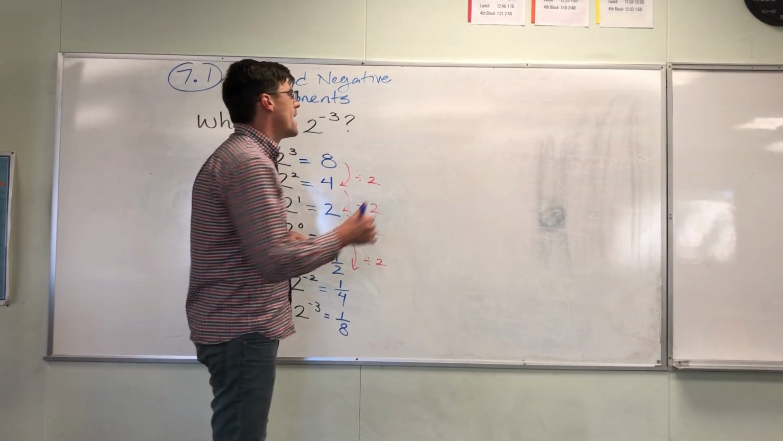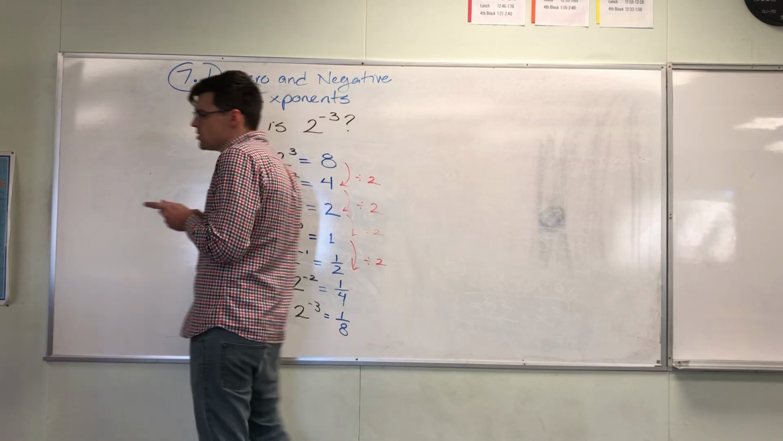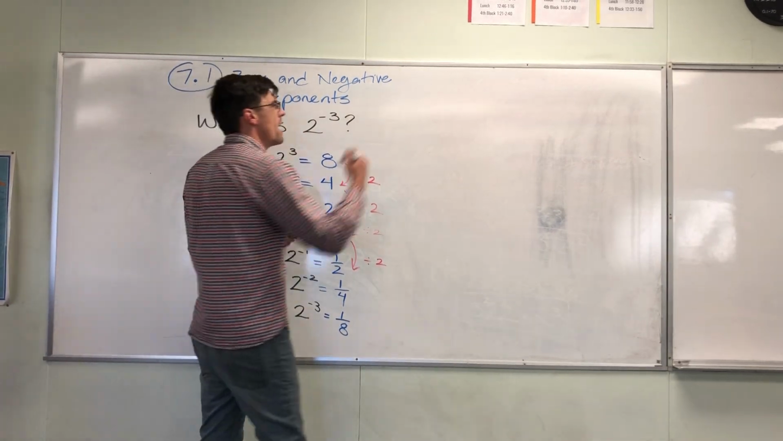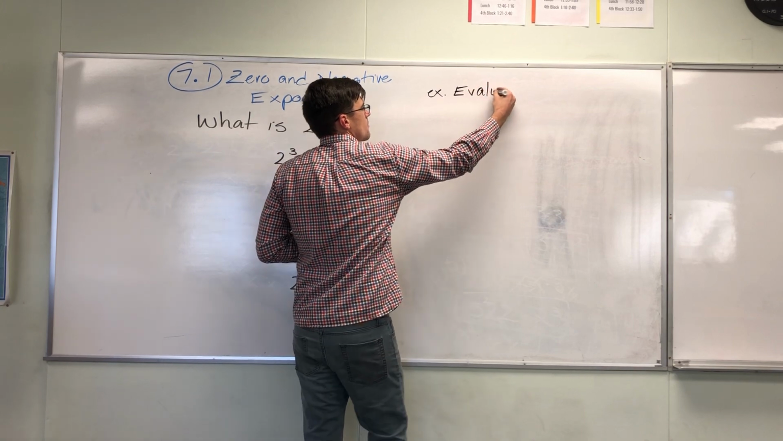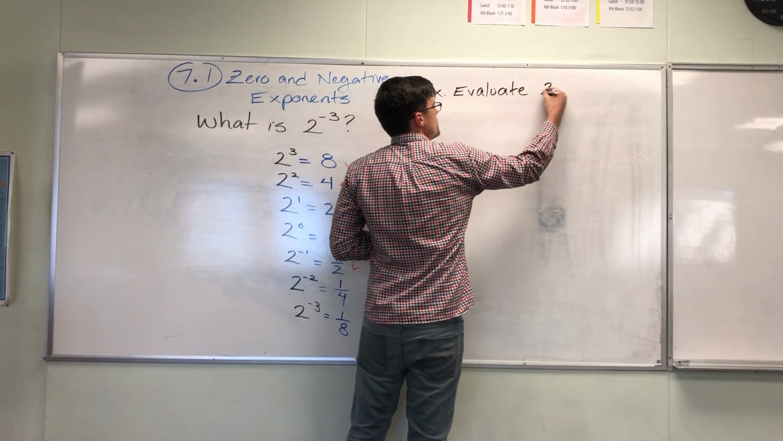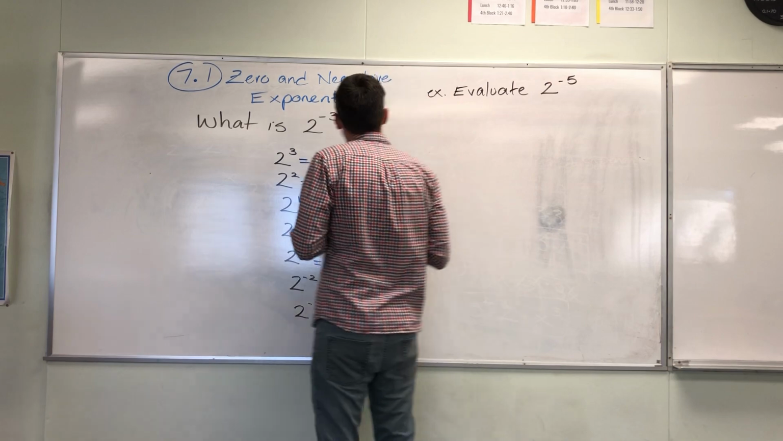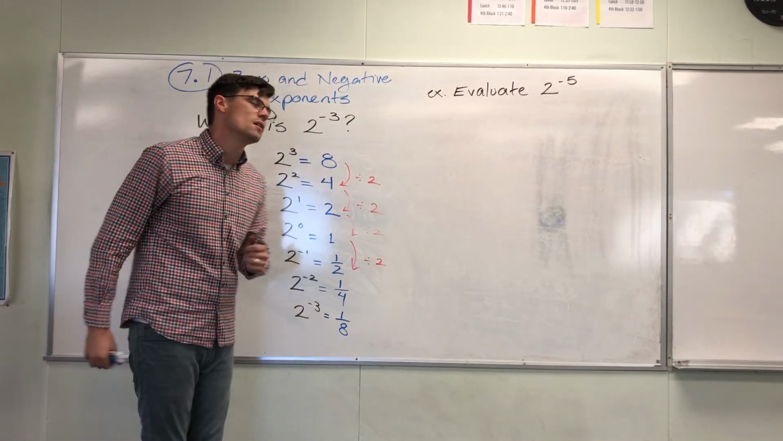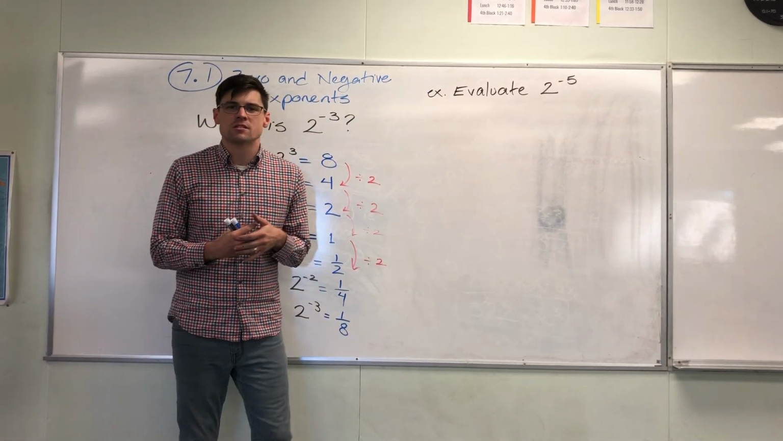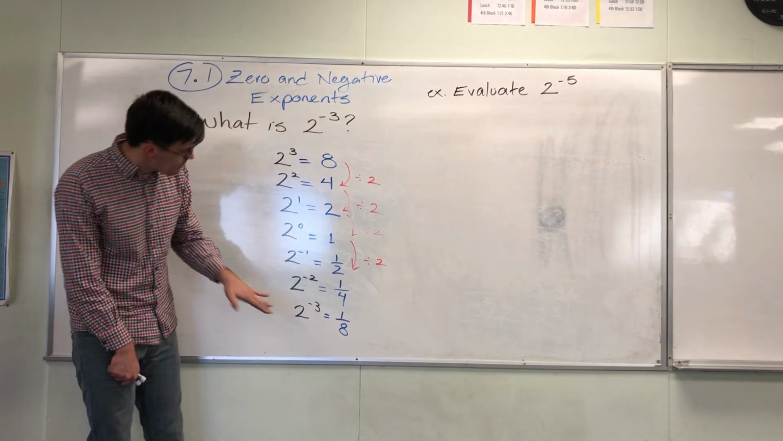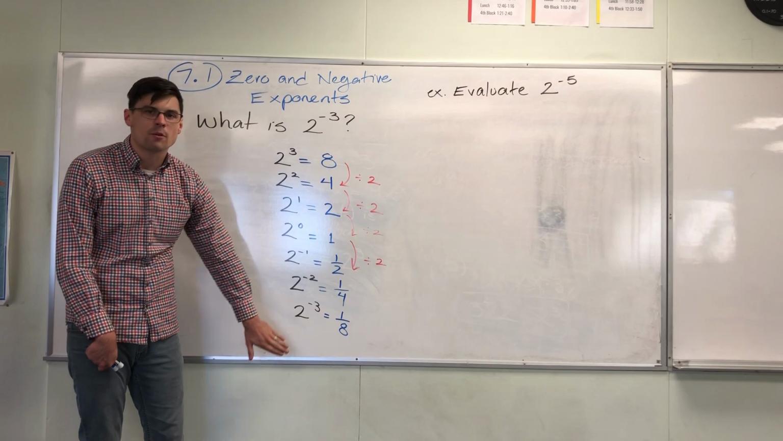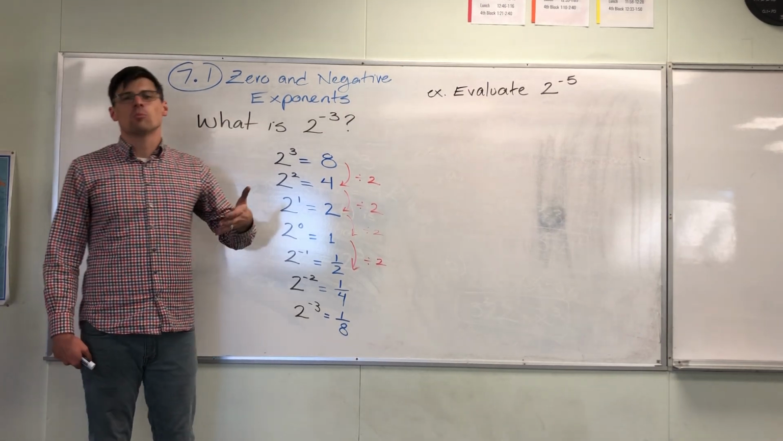So let's say we had 2 to the power of negative 5. What if we were asked to evaluate 2 to the power of negative 5? Now, we do not need to just continue on this table. To solve 2 to the negative 5th power, one way would be to just keep going on with our pattern here. But we want a much simpler way to go through this.